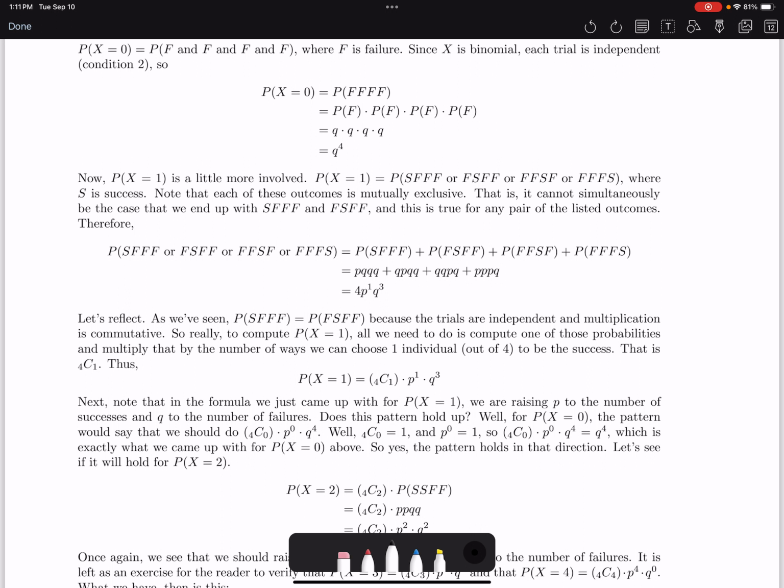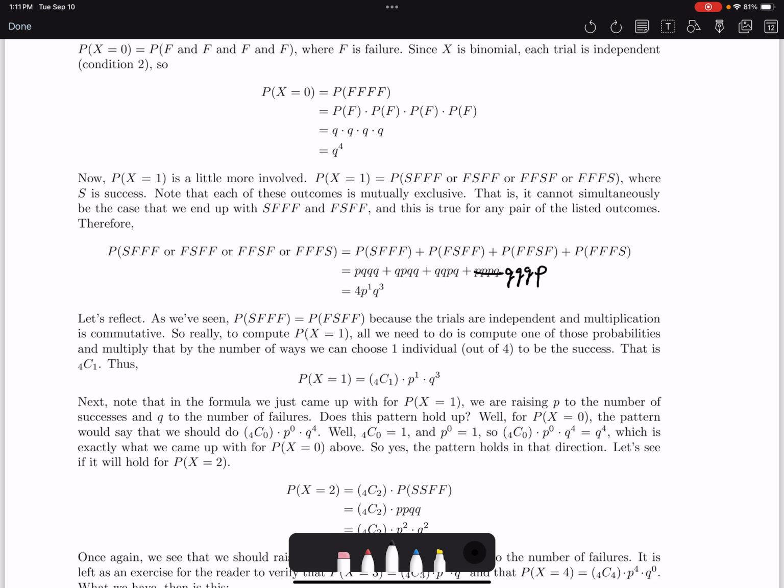So anyway, this just ends up being probability of success, P, times probability of failure, Q, Q, Q. Then Q, P, Q, Q. Then Q, Q, P, Q. And then Q, Q, Q, P. Ooh, that one's wrong, actually. This one should be Q, Q, Q, P. I'm kind of glad we did go through this.